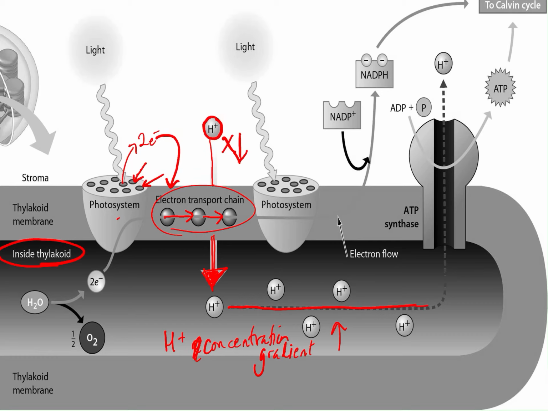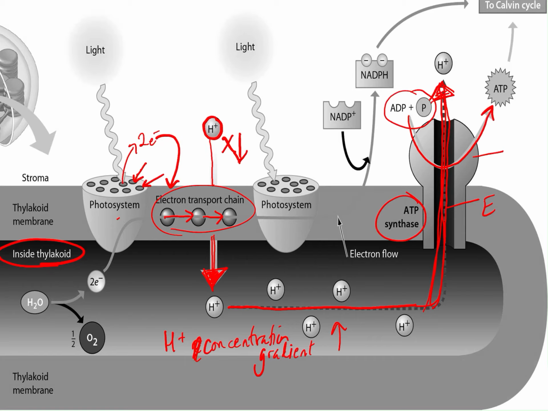They're going to flow down their concentration gradient through our good friend ATP synthase. Same thing here. This flow of protons through the ATP synthase is what gives the energy to the enzyme to make ATP. So it's going to add that phosphate group, making ATP. Okay.